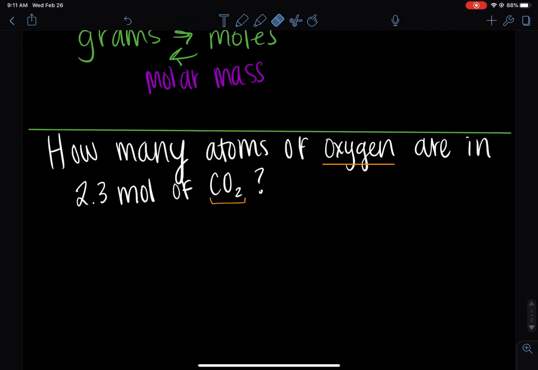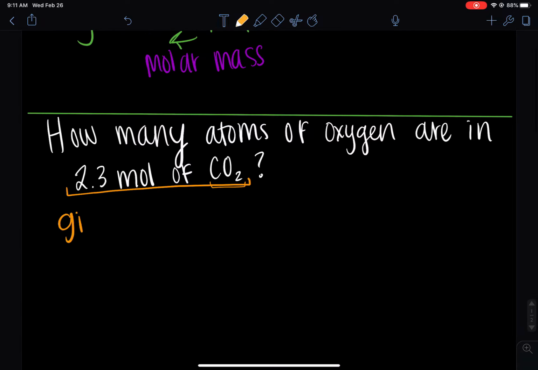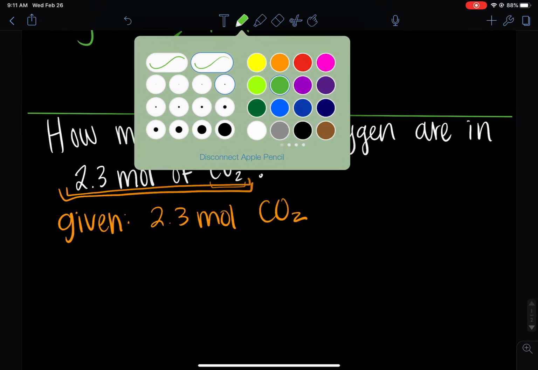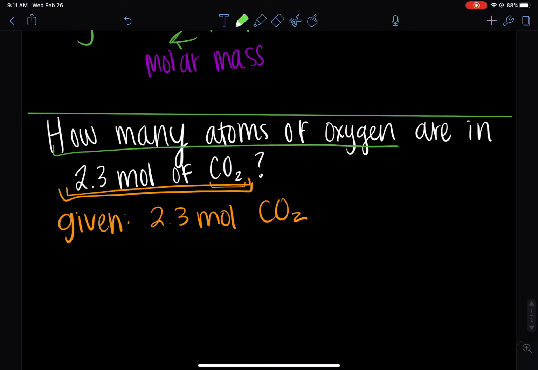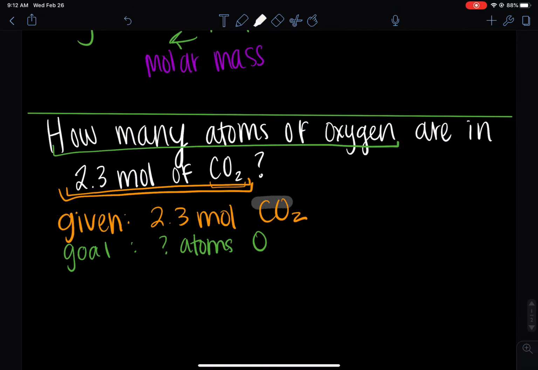We're asked for how many atoms of oxygen are in 2.3 moles of carbon dioxide. So again, the numbers are your given, so I have 2.3 moles of carbon dioxide. I'm asked for how many atoms of oxygen. So my goal is question mark atoms of oxygen, okay? So you have to recognize that you are given carbon dioxide and you're asked for atoms of oxygen.